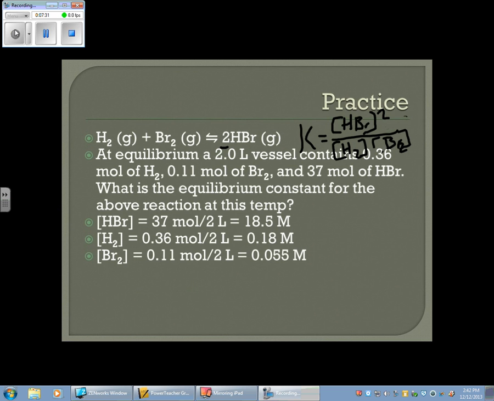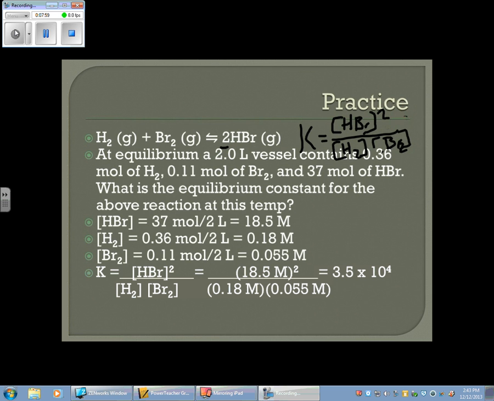Now, this is going to be a little more difficult than the problems I'm giving you for your homework. I'm going to go ahead and give you the molarity, but I do want to make the point that it is molarity and not moles. So don't put moles in this equation. So now I'm going to use this equilibrium expression, and now I just have to plug things in. Remember that HBr is squared, and the other two are not.